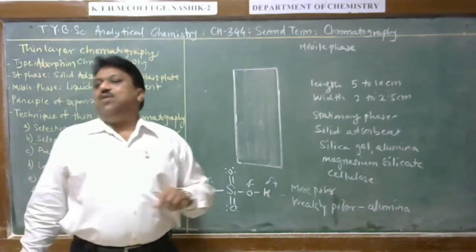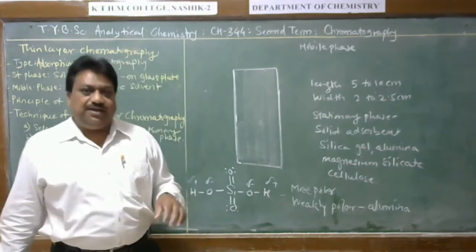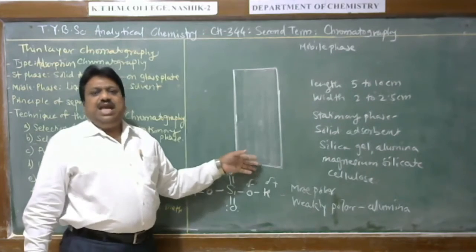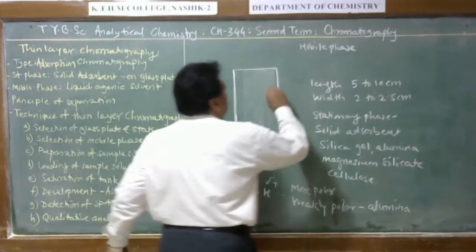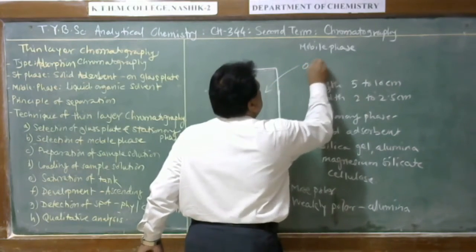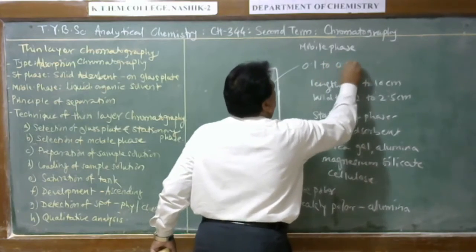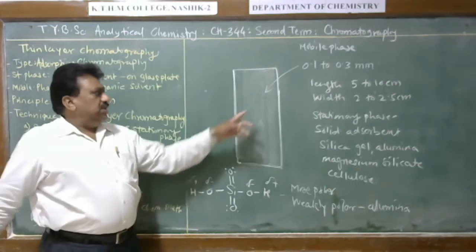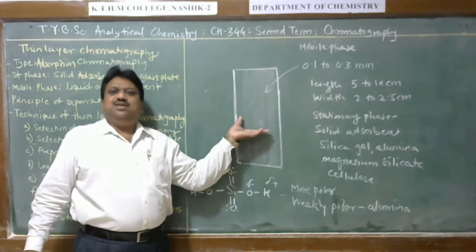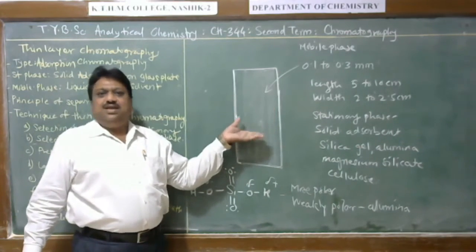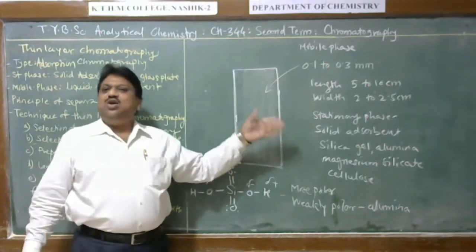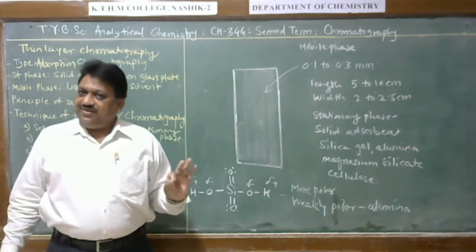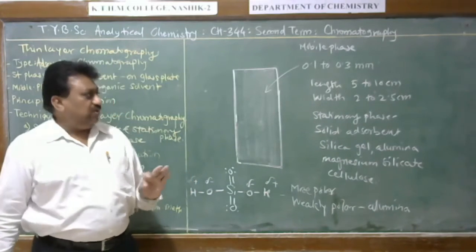Here the stationary phase is dissolved into that low boiling point liquid. A slurry of that adsorbent material is prepared, and by dipping this glass plate into that slurry, a thin layer of this adsorbent material having thickness around 0.1 to 0.3 millimeter is given uniformly on this glass plate, and that will act as a stationary phase in thin layer chromatography.